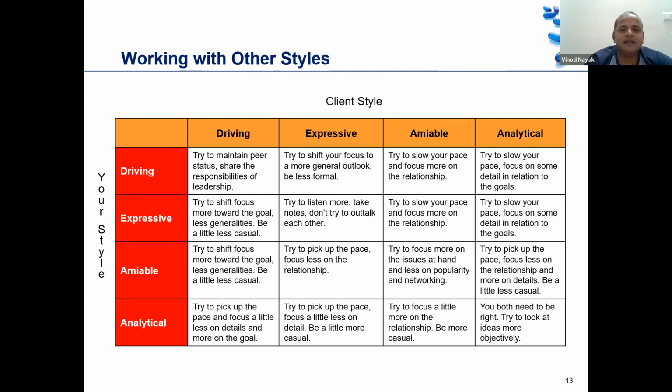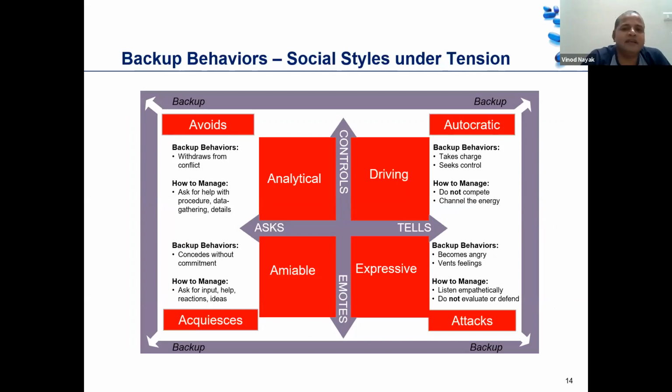So these are the backup behaviors they have. Driver persons are more autocratic. If they are cornered with something, they become more autocratic. They try to take charge and seek control of everything. They want to have a controlled atmosphere because they want to tell the people what to do and they want to have the control. So this is their behavior, more in terms of being autocratic. With them, what we need to do is we don't want to compete with them.